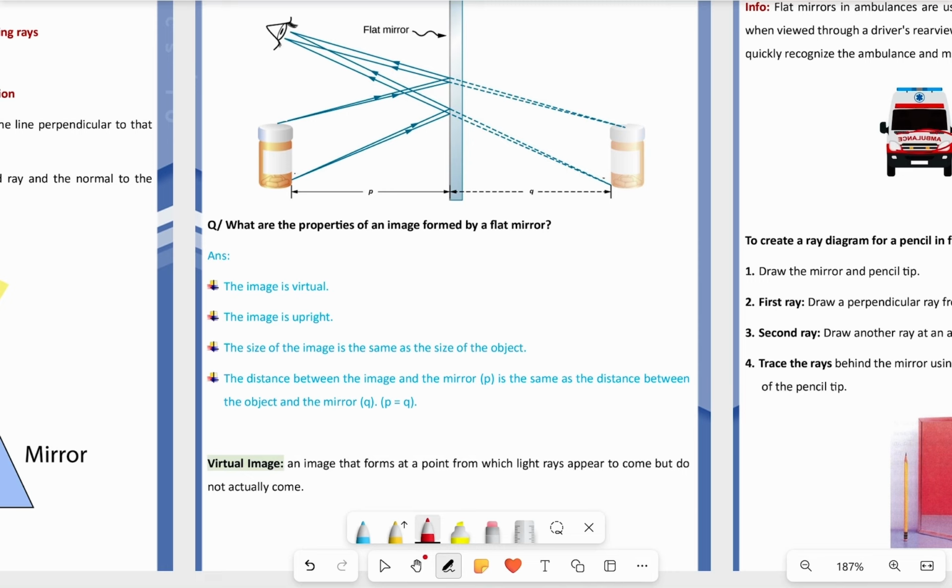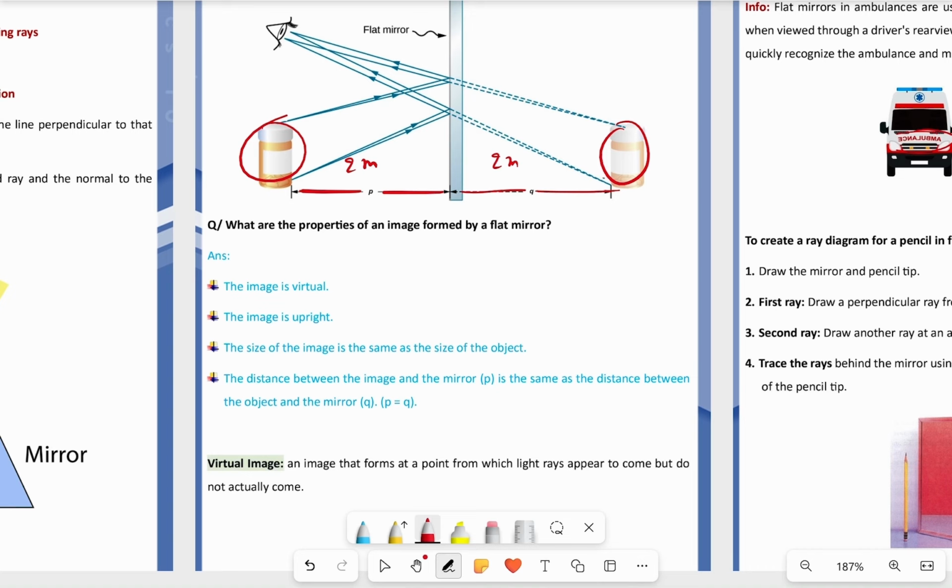Then we have the size of the object here. As you see here, the size of the object is still the same. It does not change. Then the distance between the object and the mirror, and the distance between the image and the mirror, are the same. Let's say this is 2 meters, and this is also going to be 2 meters. It's not going to change.